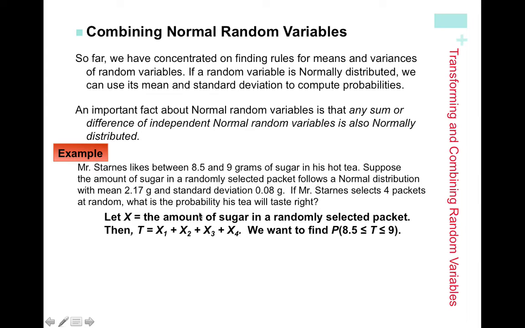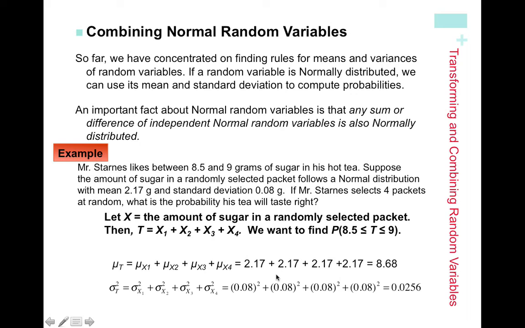Alright, so X is the amount of sugar. So they're defining a new random variable as T equals, so 1, 2, 3, and 4. There's 4. He's using 4 packets. And his tea is only going to taste right if it's between those two values. So the mean of that is just that plus that plus that. And again, in this case, you can do 4 times that because there's 4. They're all the same mean. They're all coming from the same distribution, so we're assuming that they're all the same.